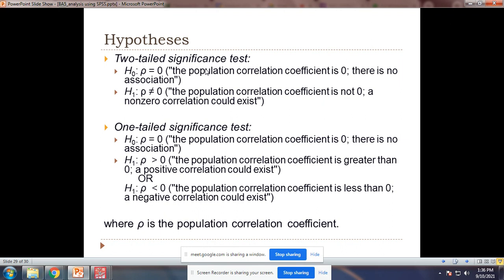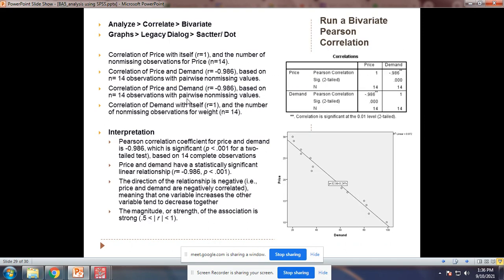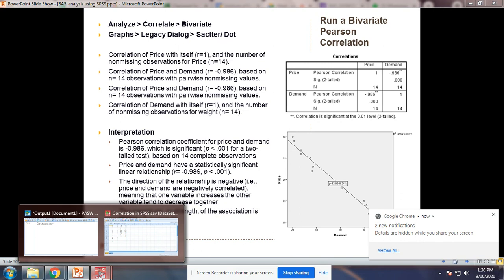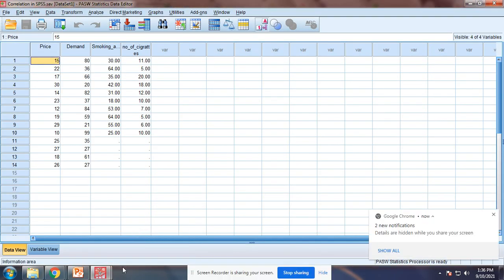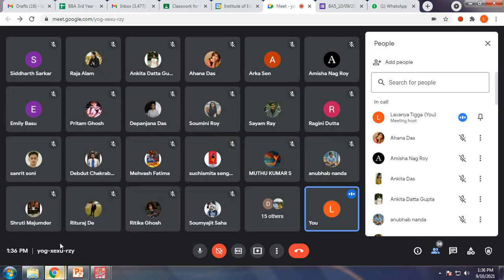For now, we're just going to do a two-tailed significance test, which will make use of these two assumptions of null and alternate hypothesis. Okay, so you can open your SPSS software. I will also share the screen for SPSS software.